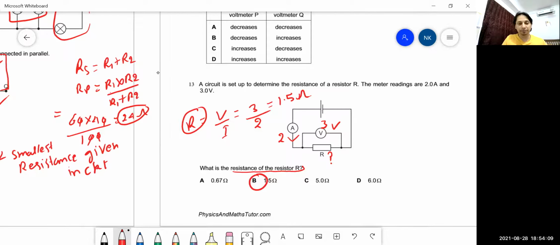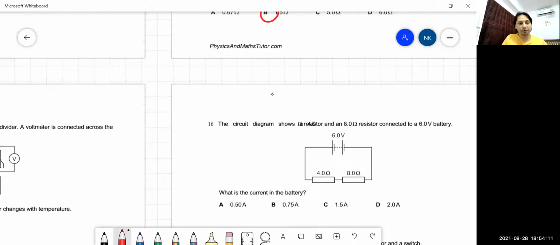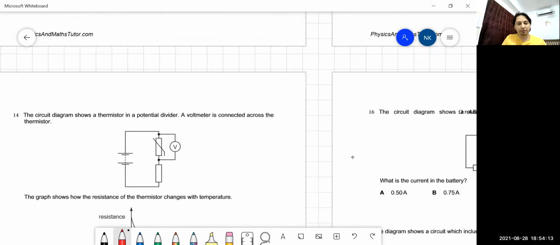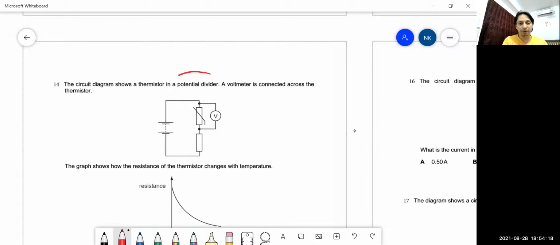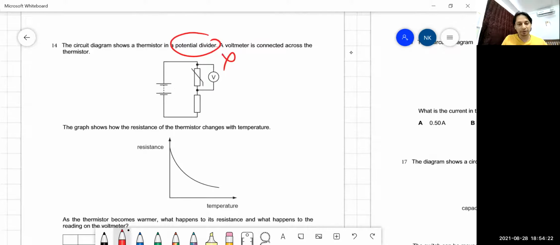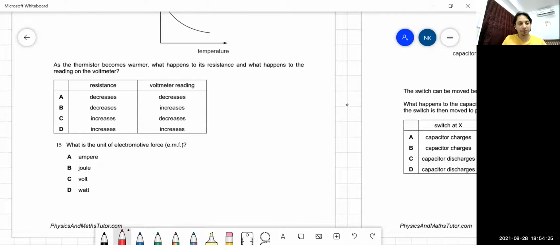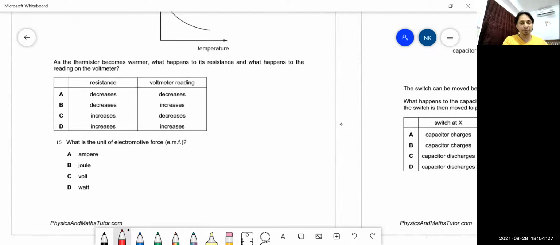Next question. Question number 14. Again, children, question number 14 is based upon the potential divider that we are not doing here. Just skip this question right now. And question number 15, what is the unit of the EMF? Very simple question. EMF is always measured in volt, and this is volt here. This is for the current, joule is for the work or energy, and watt is for the power. So EMF is measured in volt.